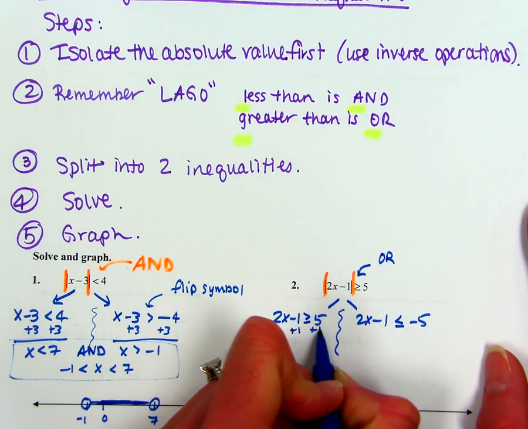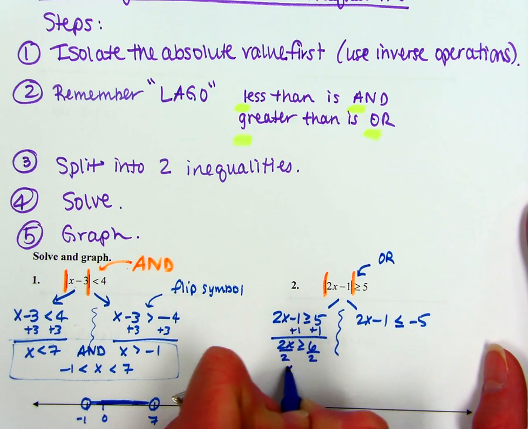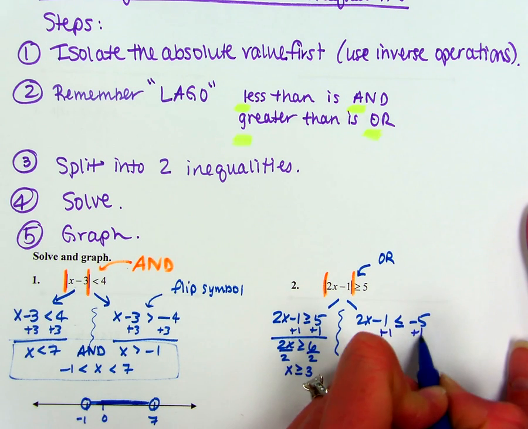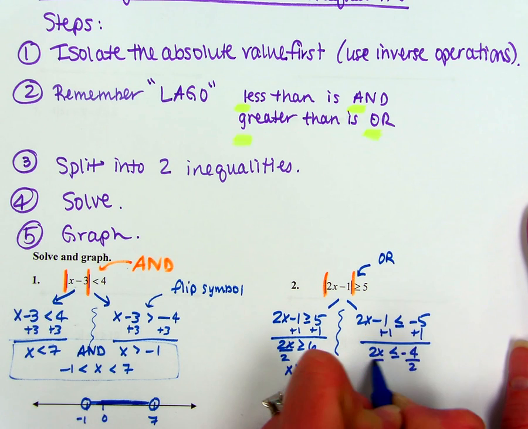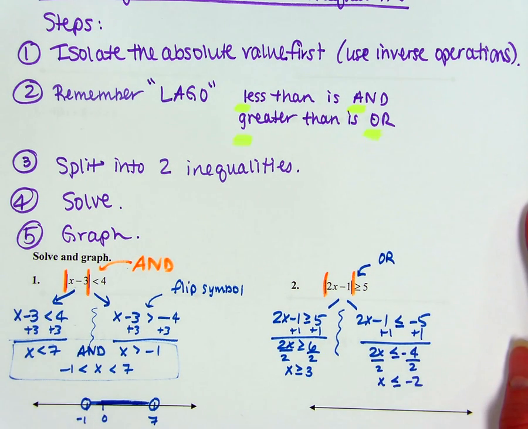So add 1. 2x is greater than or equal to 6. Divide by 2, and I get x is greater than or equal to 3. Over here, I'm going to add 1. 2x is less than or equal to negative 4. Divide by 2, I get x is less than or equal to negative 2.